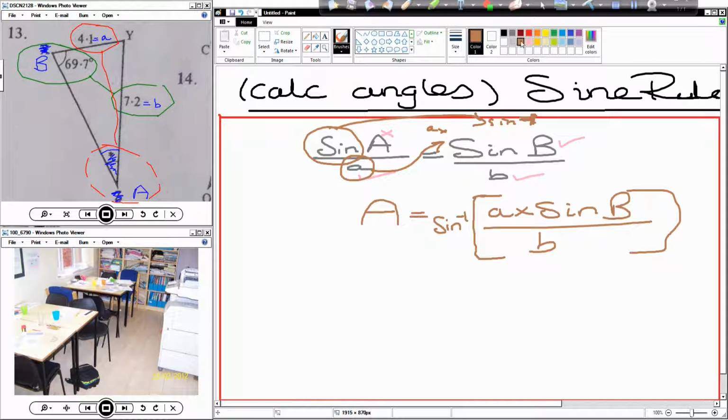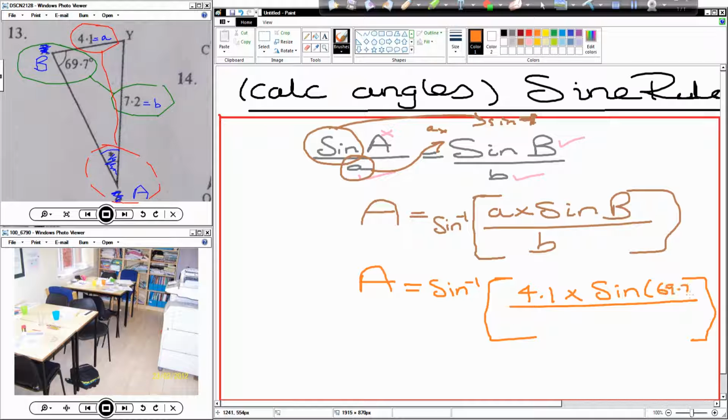Now what we need to do is put the values in. So the big A is equal to sine minus 1. Okay, what's the little a, Abdullah? Little a is? 4.1. Okay, what's the big B, Hassan? The big B is 69.7. Okay, what's the little b, Samara? Little b is 7.2. Excellent. Now I need to throw this into the calculator and work it out.